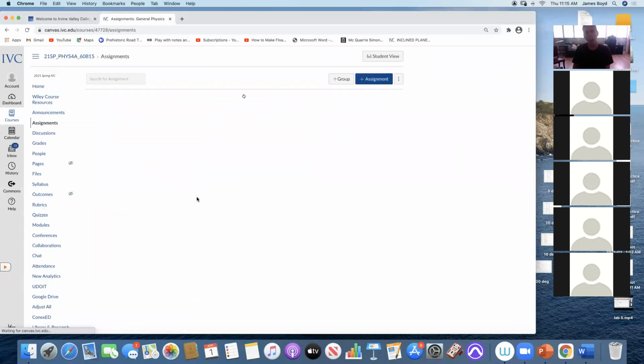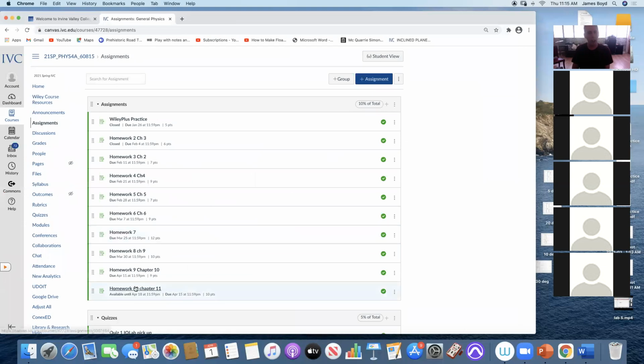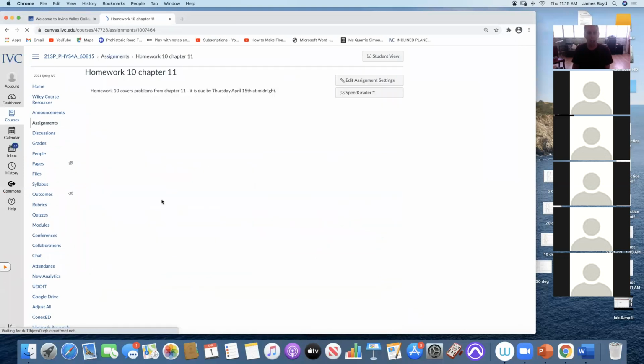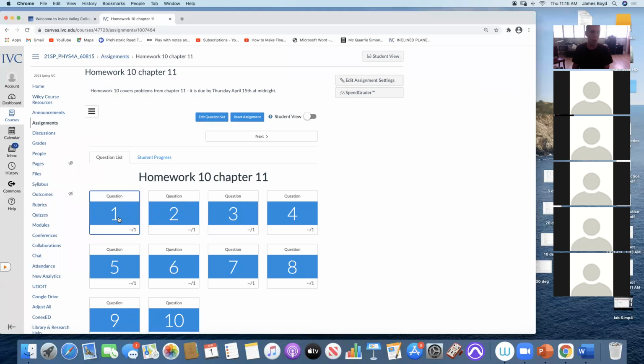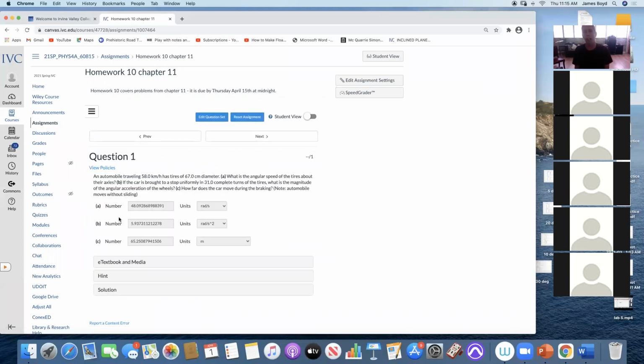This is homework 10, chapter 11. And the first couple problems are just for you to understand angular acceleration and whatnot. So you're given that an automobile is traveling at 58 kilometers per hour. That you're going to need to turn into meters per second.